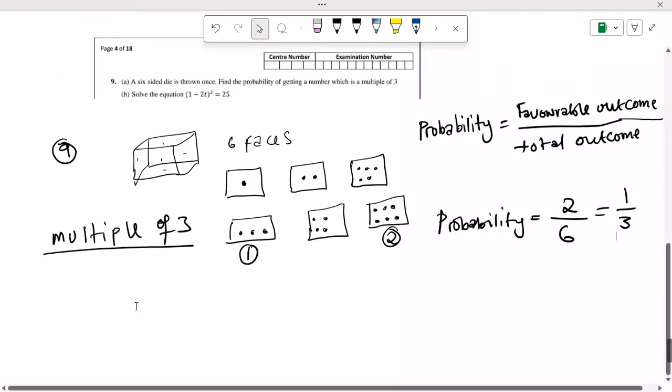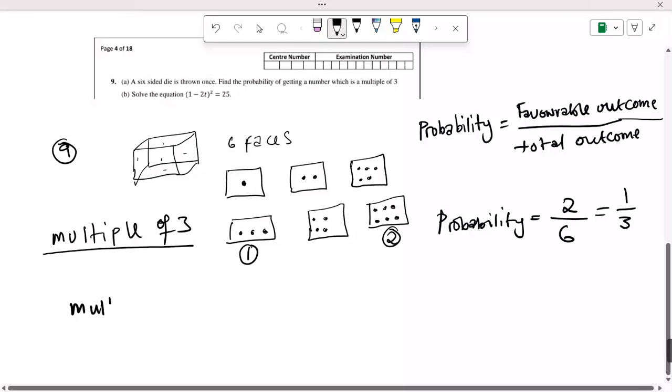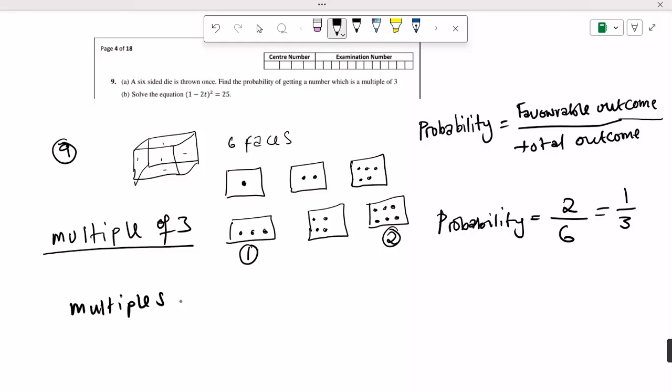It's very simple. So if I say multiples of, let's say, 2. Probability of multiples of 2. So you check on these faces, numbers which are divisible by 2 without leaving a remainder. So we have this face, 2 divided by 2 is 1.